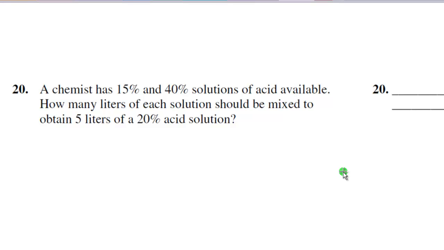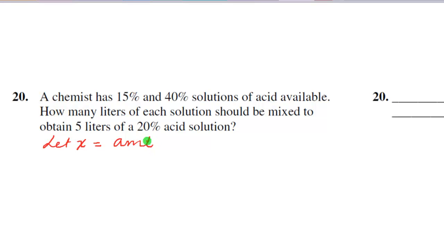This problem is a mixture problem, which we've done previously with one variable, but this time we're going to solve it using two variables. Notice we have two solutions, a 15% and a 40% solution of acid, and we're going to mix them to come up with a 20% acid solution.